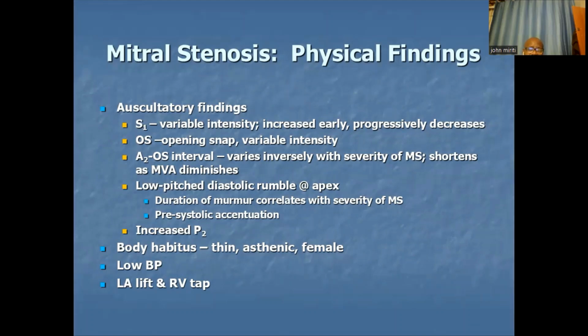There is an increase in preload and P2, and the patient starts having thinness because of cardiac cachexia. It is called cardiac cachexia. Also low blood pressure, left atrial lift, and left ventricle tap.